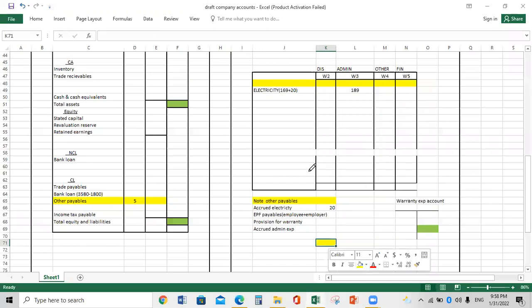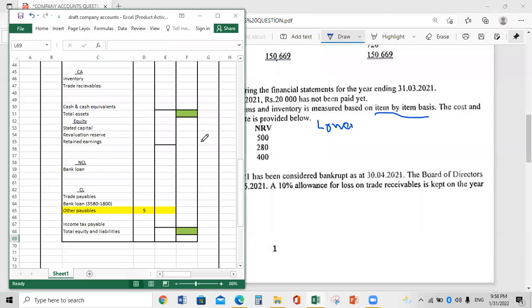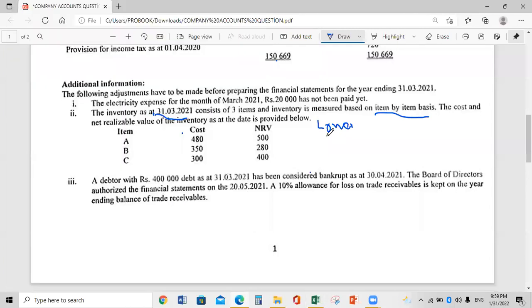Now see here, the lower column. Now item A, which is lower, cost is lower. Why do we see the lower one, guys? Because LKS2 says always compare cost and NRV, see which one is lower, and record the lower under current asset. So here NRV is lower, here cost is lower. So guys, you have to record the lower one only under current asset.